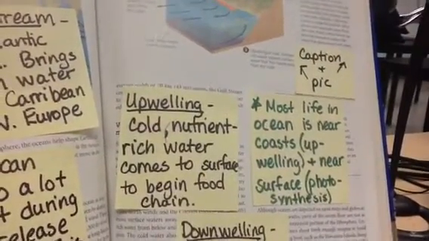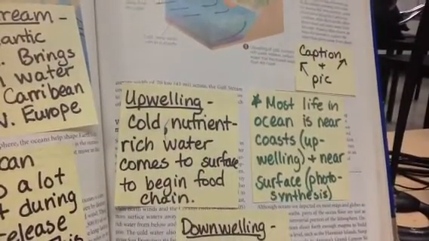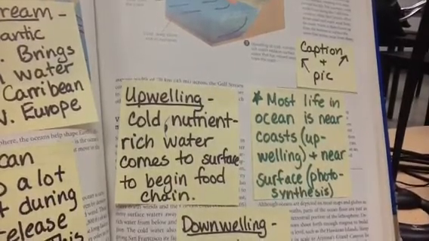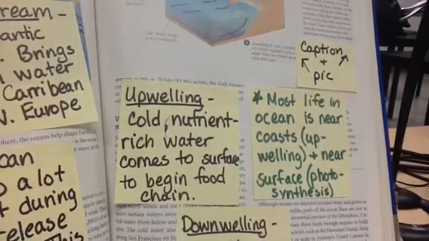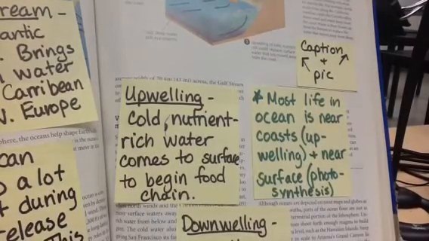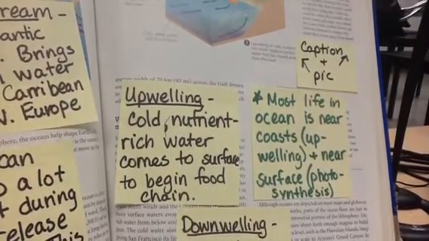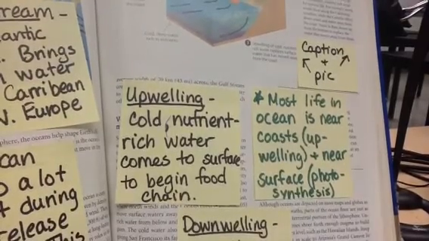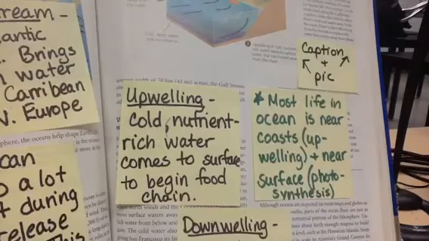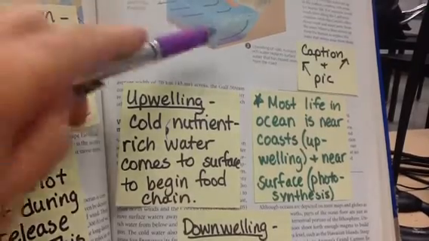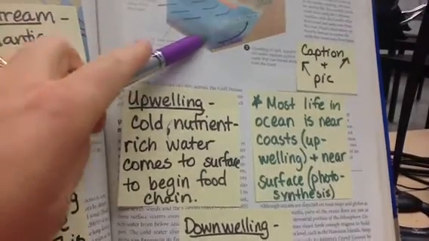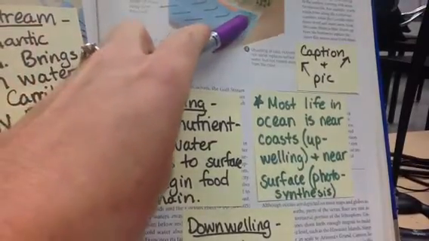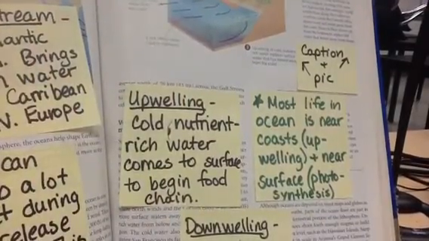So cold, nutrient-rich water comes to the surface and begins the food chain. This is why most life in the ocean is near the coasts, because of upwelling. And also near the surface because of photosynthesis. The base of your food chain is your phytoplankton, and they need sun. So even though there's a lot of nutrients down here, there's no sun. So when the nutrients from here get to the top, to the sun, you're going to have the start of your food chain.